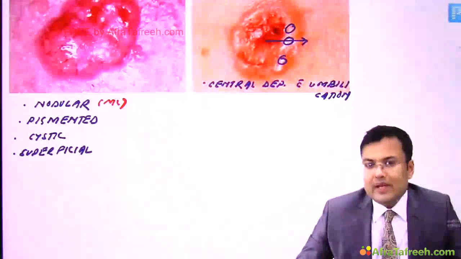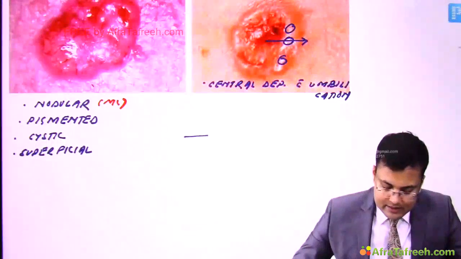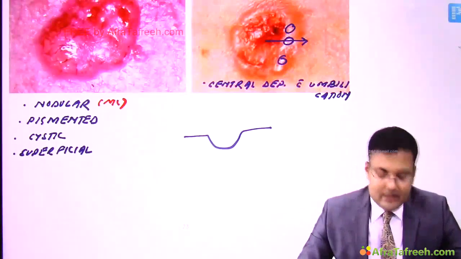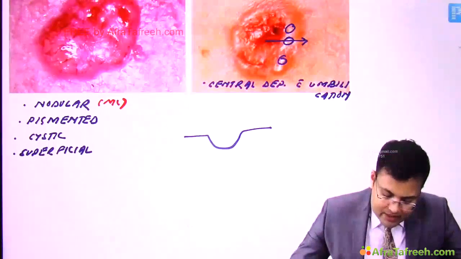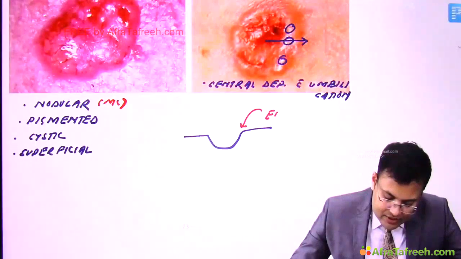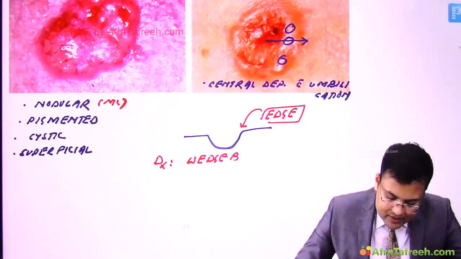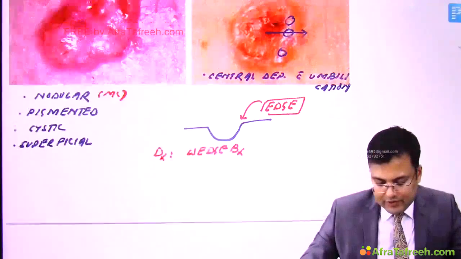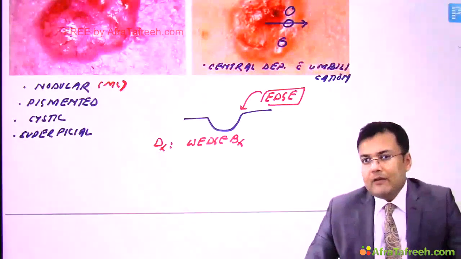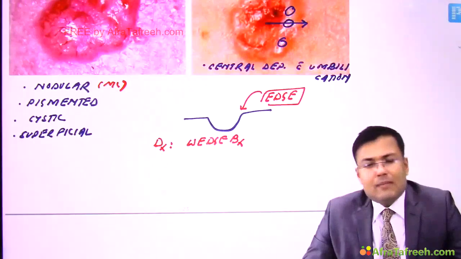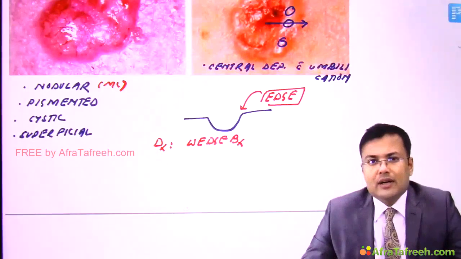Now how we are going to make the diagnosis? If you see this ulcer, generally there is presence of necrosis in the center. That's why we are going to take the biopsy from the edge. So we take the biopsy from the edge. That's why what is the investigation of choice? It's the wedge biopsy. So what is the investigation of choice for diagnosis? Wedge biopsy.